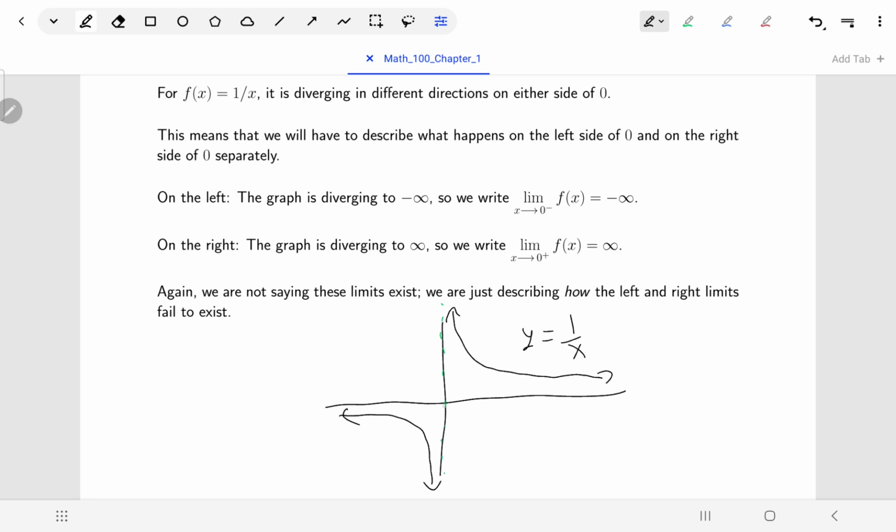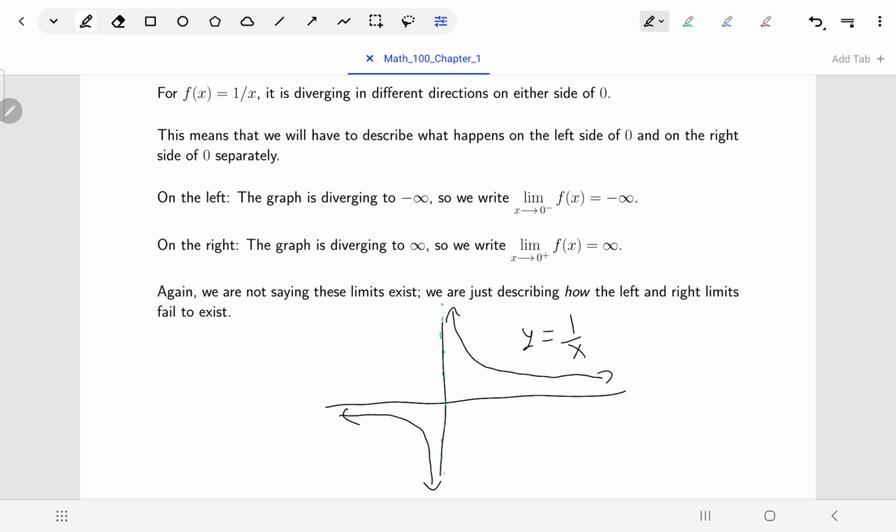It's not approaching a real number. But I also couldn't say the limit as x approaches 0 is infinity, because it's not approaching positive infinity on both sides. I also couldn't say that the limit is negative infinity, because it's not approaching negative infinity on both sides of 0. So what I should do really is describe what's happening near 0 with left and right hand limits. Same notation as before, I could say on the left side of 0, the function is diverging to negative infinity, so we're heading downward. And on the right side of 0, we're diverging to positive infinity, so we're getting larger and heading upwards.